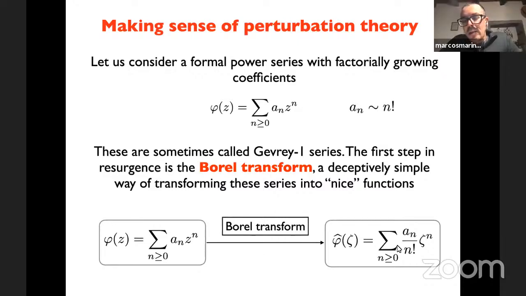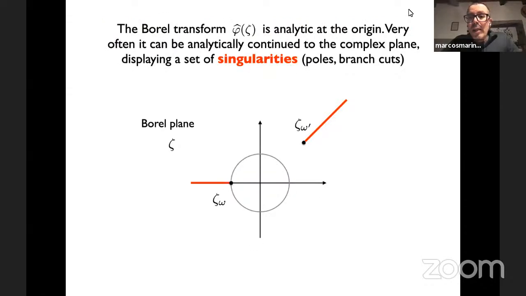And this series is obtained by just dividing all these coefficients by n factorial. And in this way, you create a series which typically grows only exponentially and will have a finite radius of convergence. Now, in particular, this series is going to be analytic at the origin. And this is the first step of Borel resummation, but in this talk, I will try to use Borel resummation at the minimum. So let's try to actually understand what happens with the Borel transform.